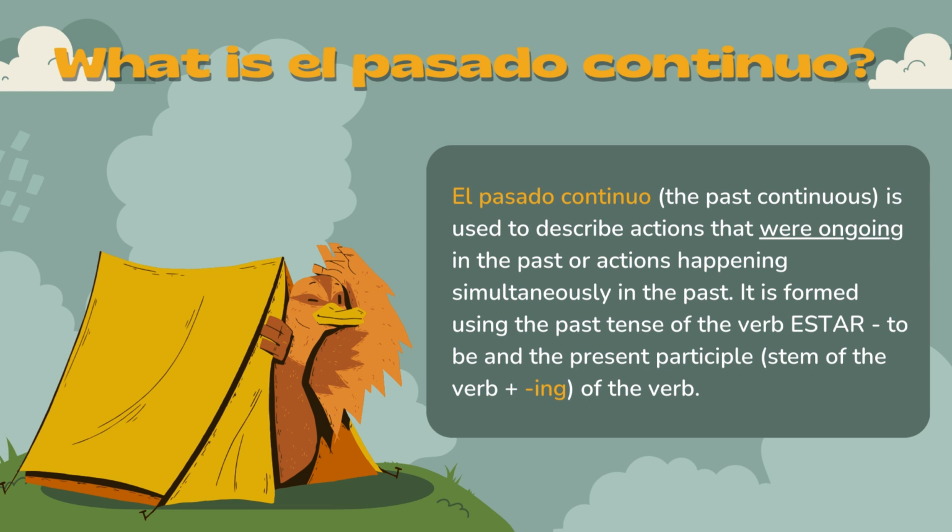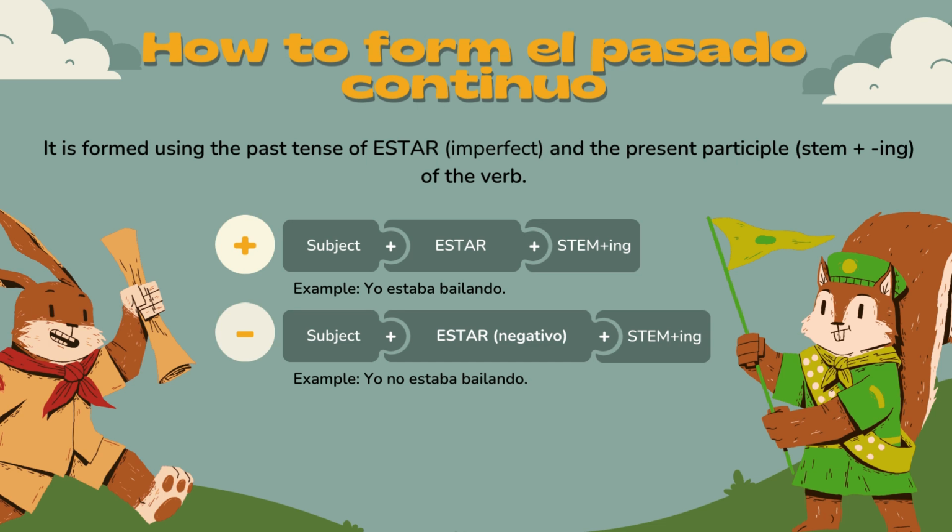It is formed by using the past tense of the verb estar, which means to be, and the present participle. But keep an eye out because you have to use estar in the imperfect tense. So estar in the imperfect tense and the combination of the present participle, we're definitely going to get our el pasado continuo. And here is the quick formula to help you get this right.